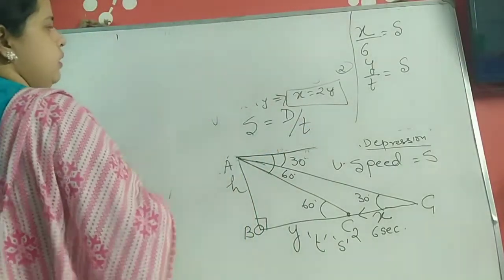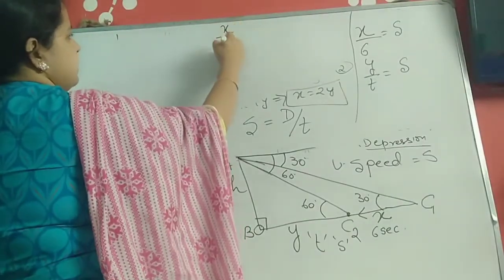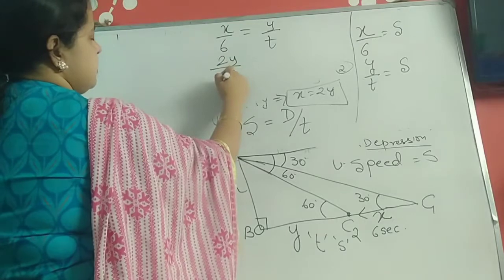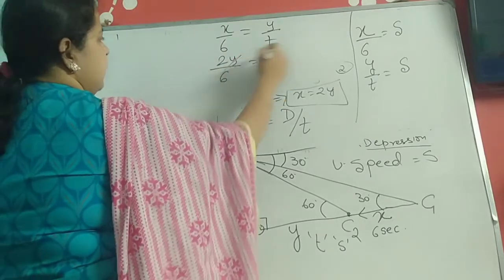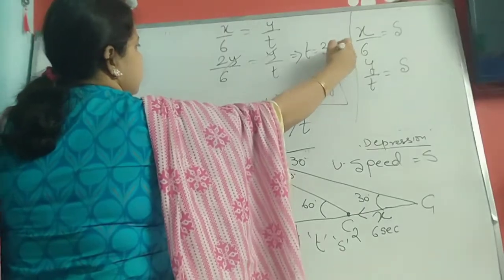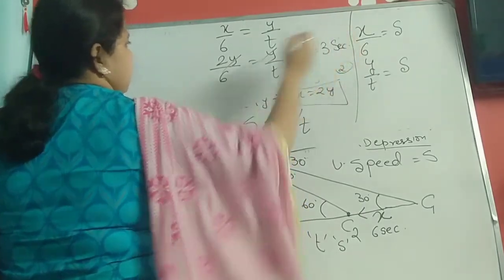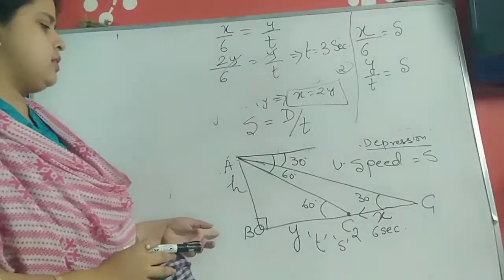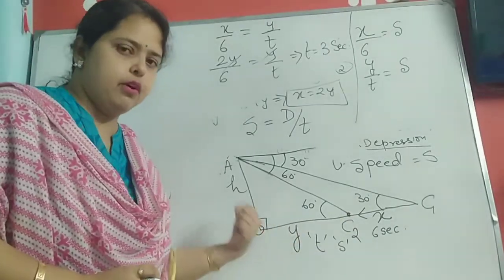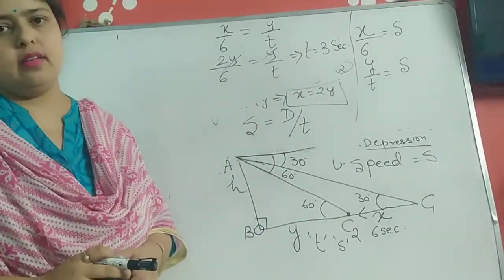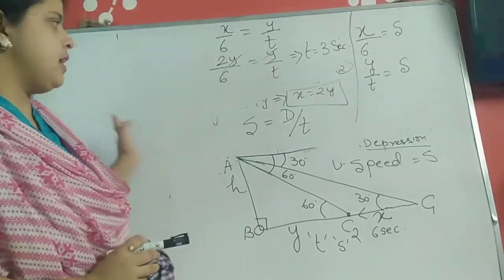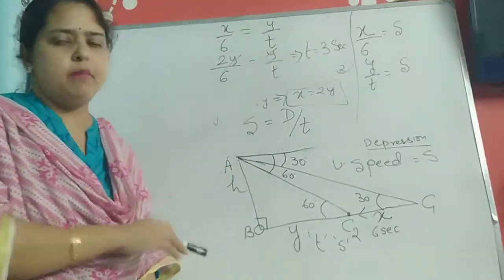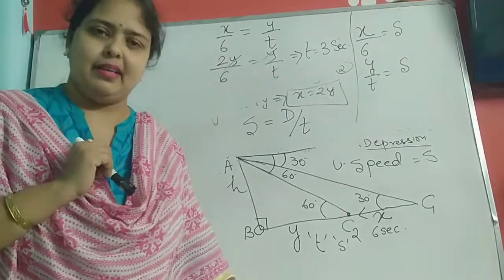By using this particular relation, x by 6 is y by t. So x is here 2y by 6 and y by t. So y cancels. What I was telling, the same thing will be coming, that is 3 seconds. The time this particular car will take to cover this distance from C2 to the foot of the tower B is 3 seconds. And that's a simple thing. Why this problem is different from the previous one is that at the end of the problem I have to use speed is equal to distance by time.